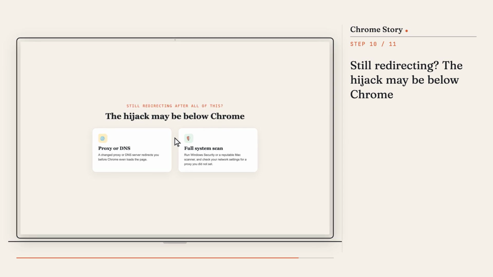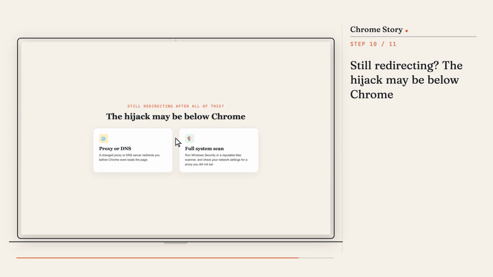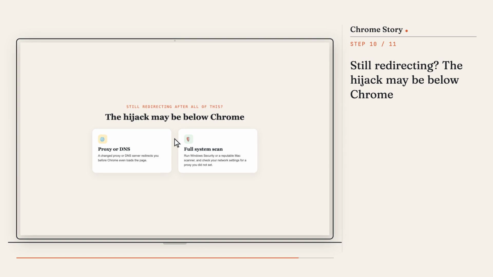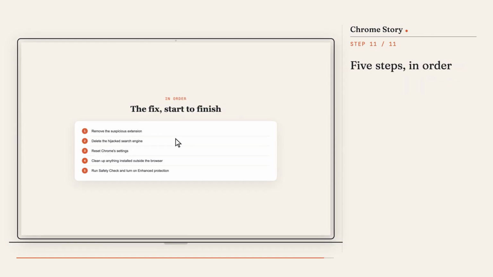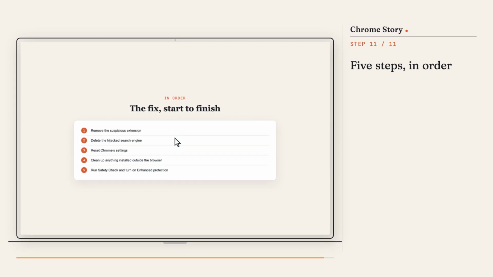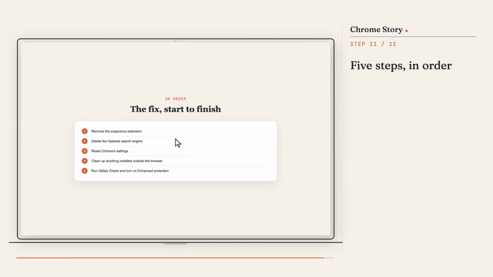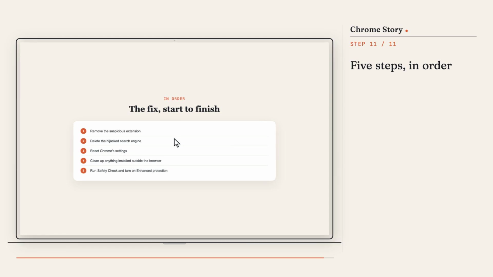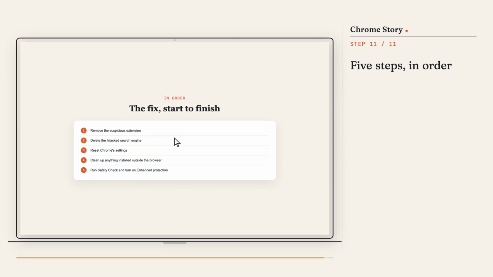To recap, remove the suspicious extension first, delete the hijack search engine second, reset Chrome's settings third, then clean up anything installed outside the browser, and finish with safety check and enhanced protection turned on so the next one gets caught before it changes anything.